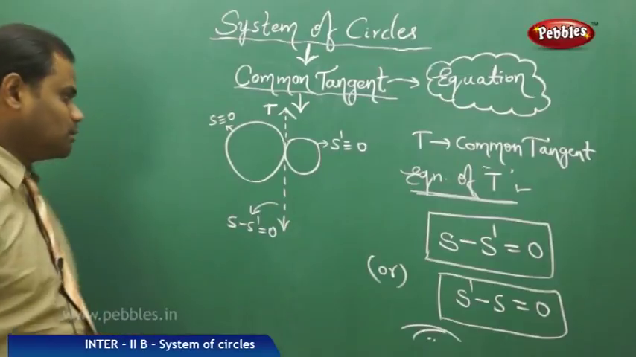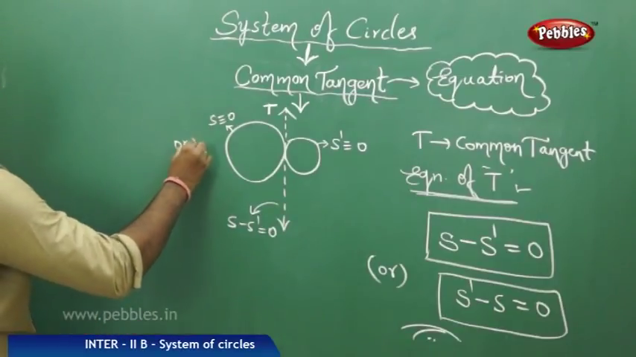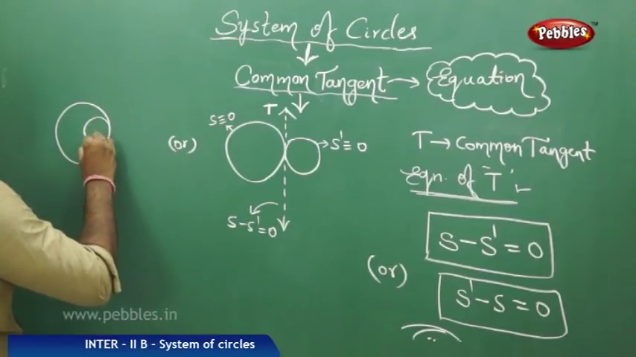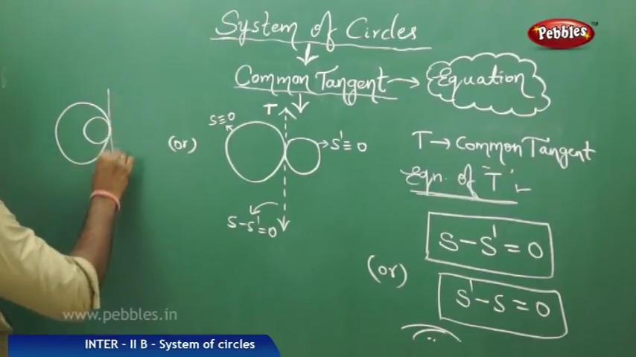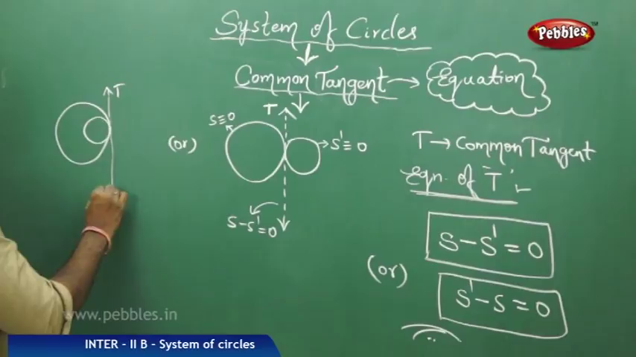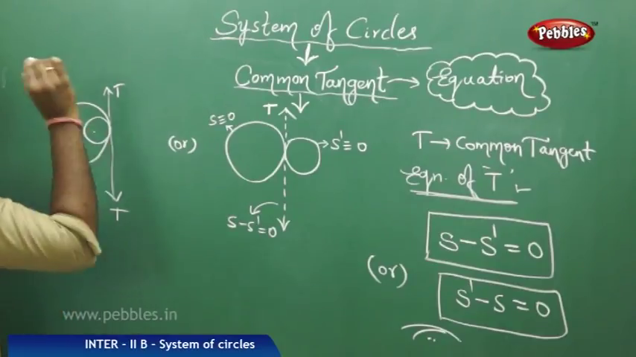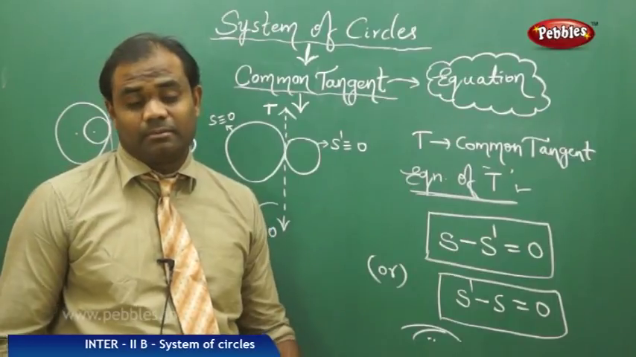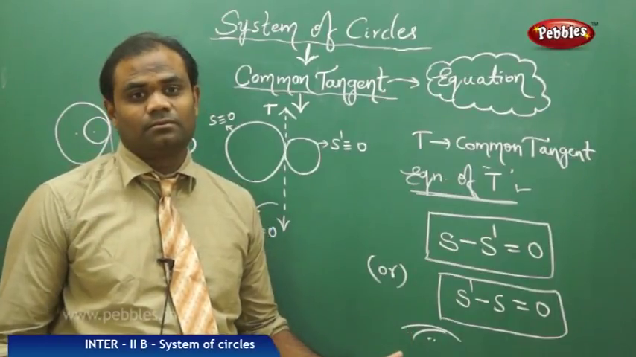Now there's another possibility that I have the two circles touching internally. Then in this case I have the common tangent this. So this also is given by the equation S minus S dash equal to 0.